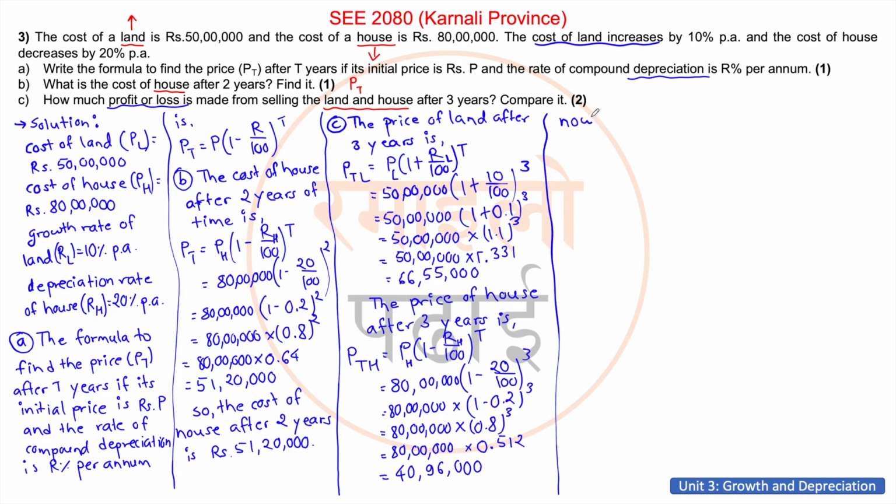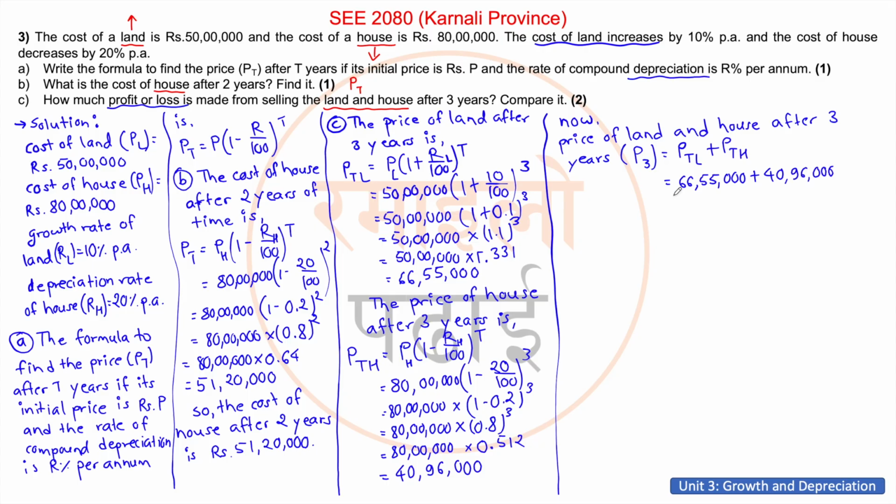Now price of land and house after 3 years, which we will write as P3, which is equals to price of land after 3 years plus price of house after 3 years, is equals to 66 lakh 55,000 plus 40 lakh 96,000, which is equals to 1 crore 7 lakh 51,000. This is the price of land and house after 3 years.